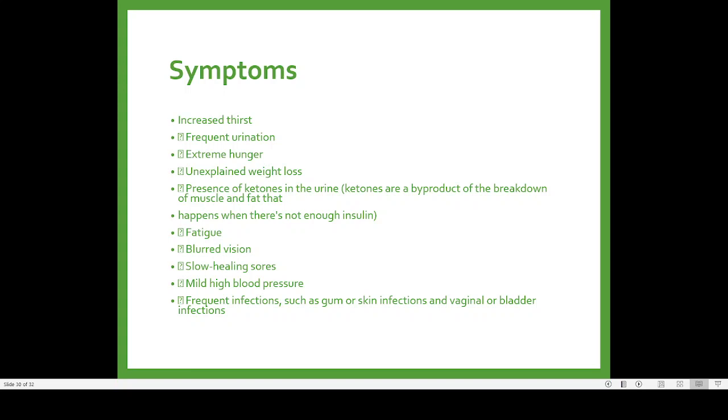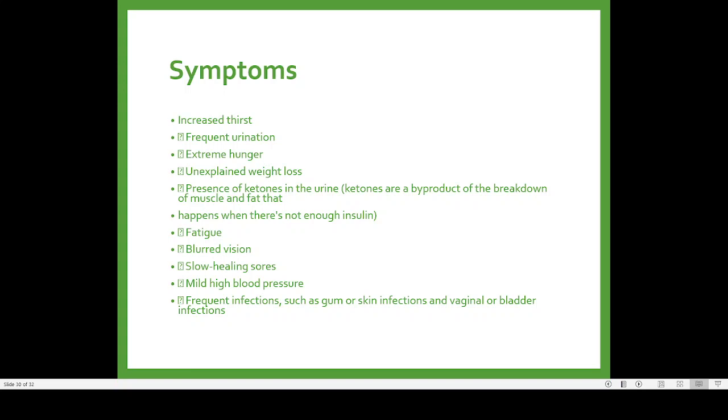So there is another problem, which is slow healing of the sores. Then mild high blood pressure. Blood pressure is normally 80 to 120, and if the lower level is 100 and the higher level is 140 and above, then we call it high blood pressure. In case of diabetes, the blood pressure will be slightly higher than usual.